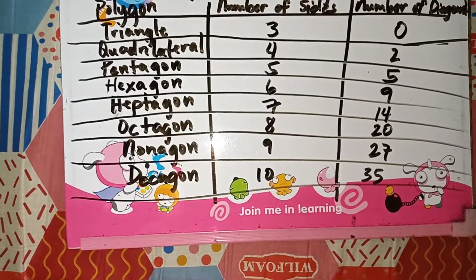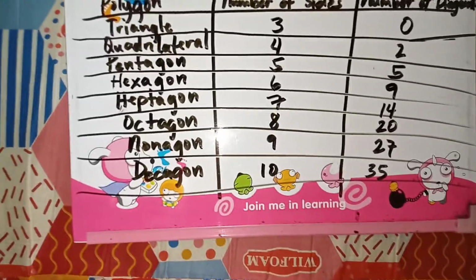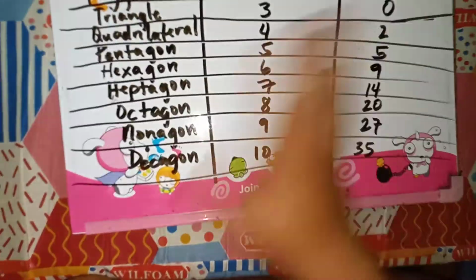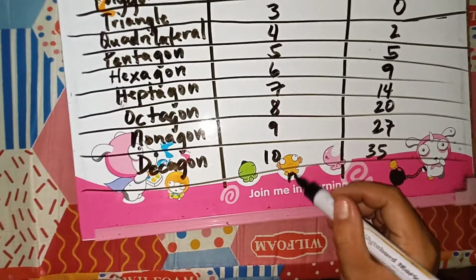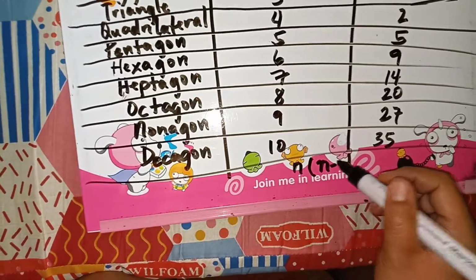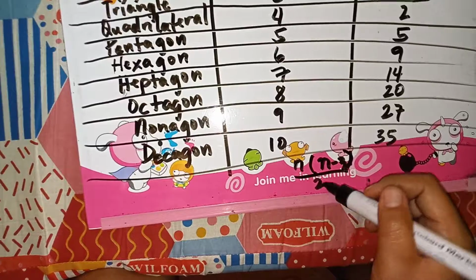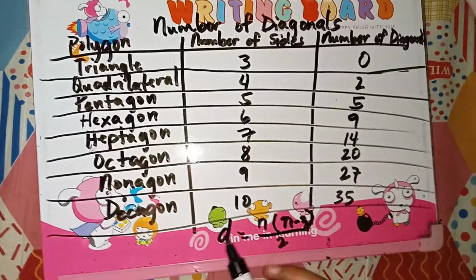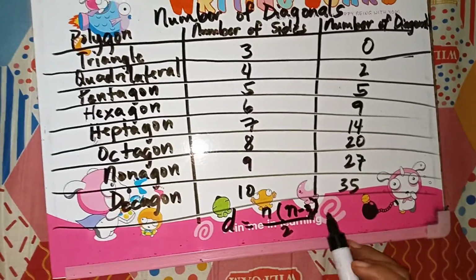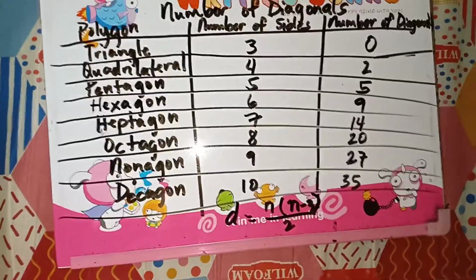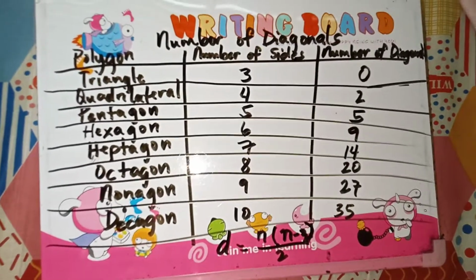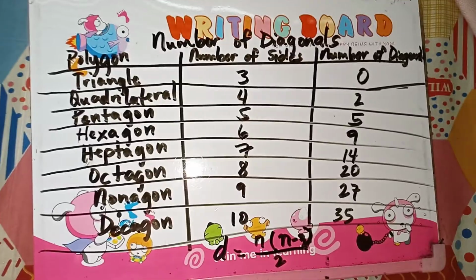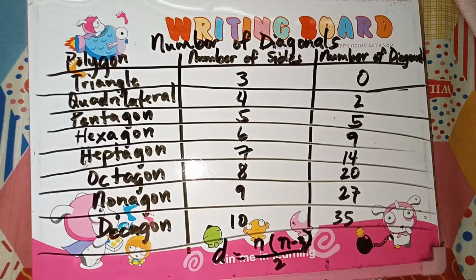If you are given the number of sides and you forgot the table, you can use the formula. What was our formula earlier? n times n minus 3, divided by 2, which is equal to the number of diagonals. Always use your formula if you forgot the table. So this is how to find the number of diagonals of a given polygon.